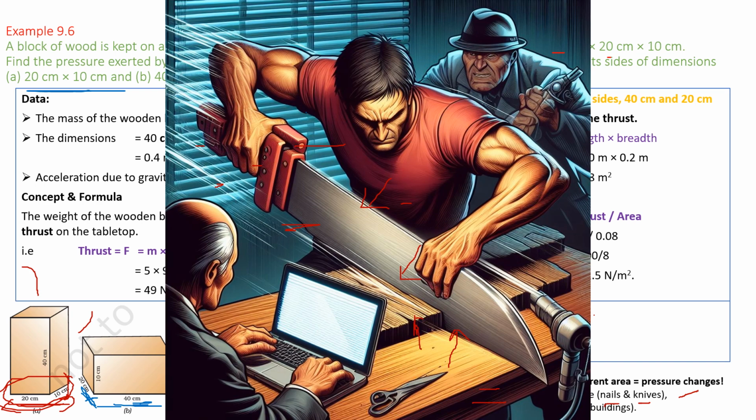Why? Because whatever the force or thrust you are putting is the same in both cases, but when this is below, we have more pressure because the force is acting on a very small area, resulting in a bigger pressure, and it will cut it. Whereas if you reverse it, make it up and down, you may be putting the same force, but it is distributed across a wider area, creating a lesser pressure, and it may not be enough to cut the brick.